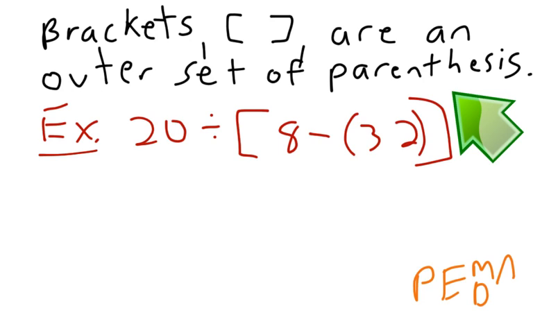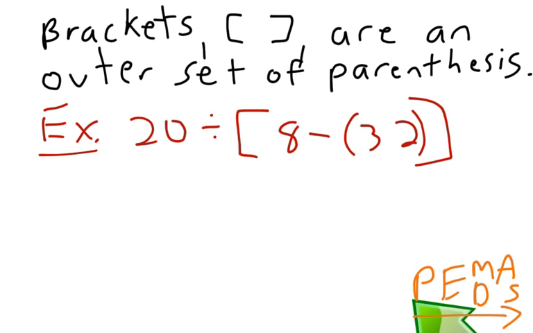I'm going to write my PEMDAS down. And remember, I'm going to do parentheses first. And I know brackets are just another type of parentheses. They're like an outer set. So these are my outer set of parentheses. So I'm going to work inside of these first. And then inside of these brackets, I'm going to follow order of operations. So what do I have inside? Subtraction, parentheses, and multiplication.